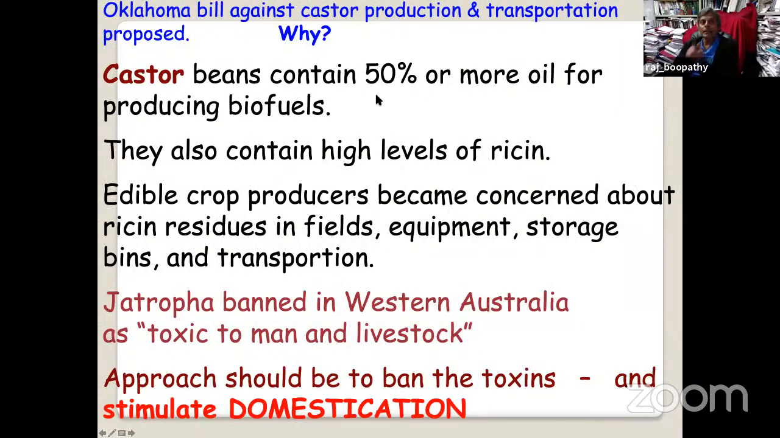So that's the reason that in some states in the US, they banned processing of these seeds. So you cannot process castor in Oklahoma because of this production of ricin and curcin. So that's the problem. In some other states in the US, they banned it.